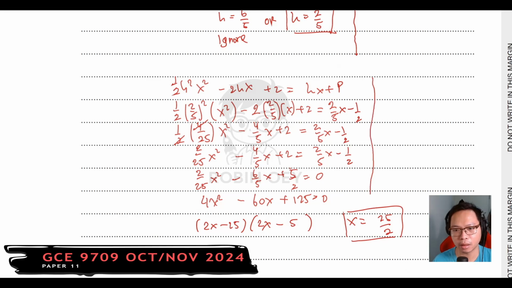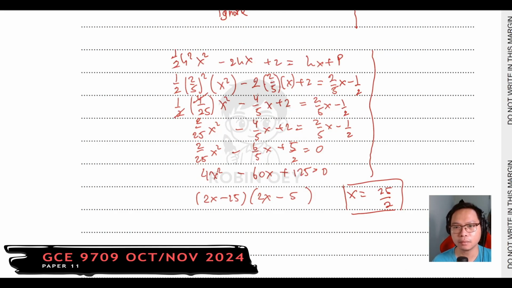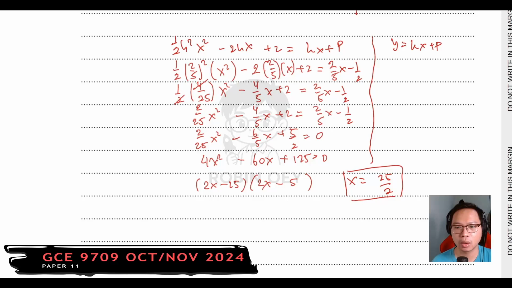Yeah, I just separate this. Okay, the y would be, I just use kx plus p. So if the x is 25 over 2, the k is 2 over 5 just now, times 25 over 2, minus half. Okay, so 5 minus half, so 9 over 2. So the y is 9 over 2.